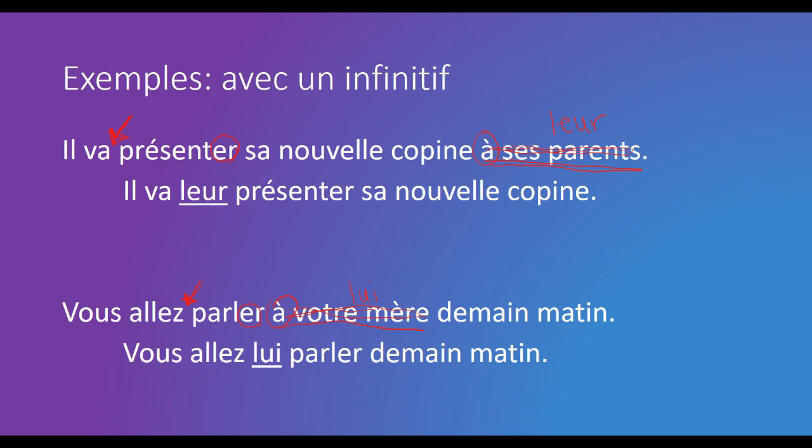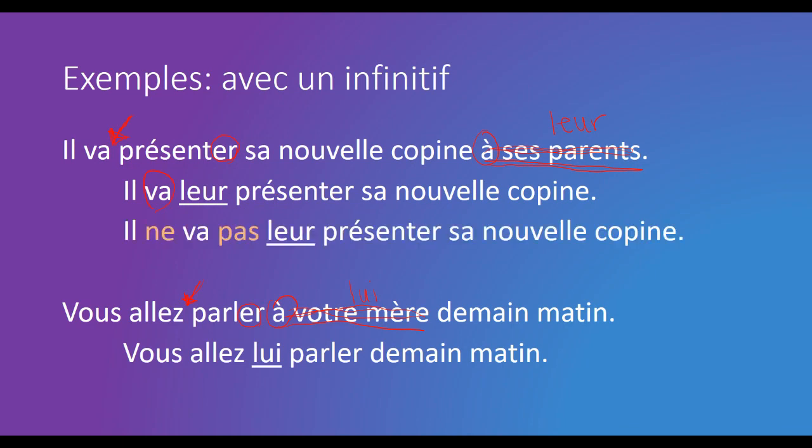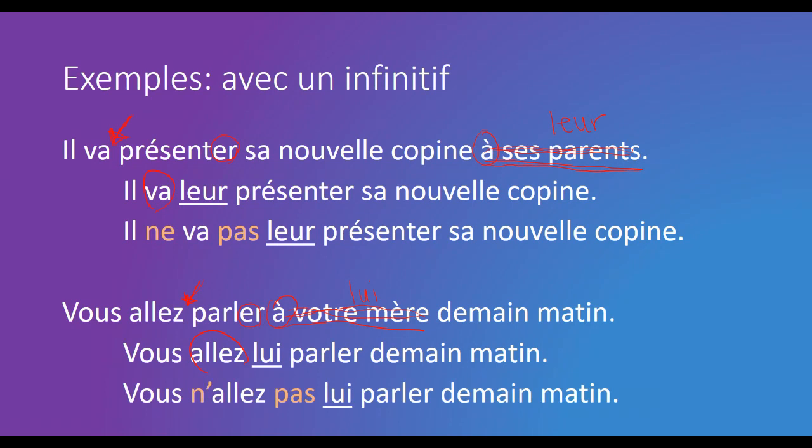Okay. And again, last thing, let's just do these negative. Now, when we do them negative, ne pas goes around this verb. It doesn't even touch the leur and the présenter, so nothing to worry about. It is just going to be il ne va pas leur présenter sa nouvelle copine. Once again, it's going to go around that conjugated verb, not the lui parler. The lui is not going to be part of the sandwich this time. So again, vous n'allez pas lui parler demain matin. You are not going to speak to her tomorrow morning.